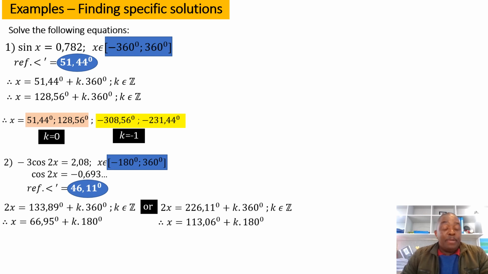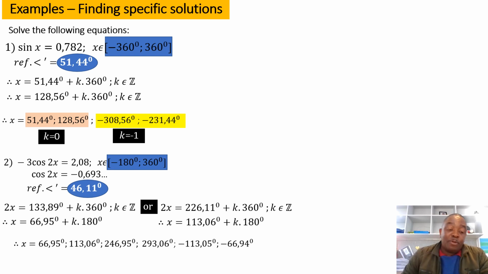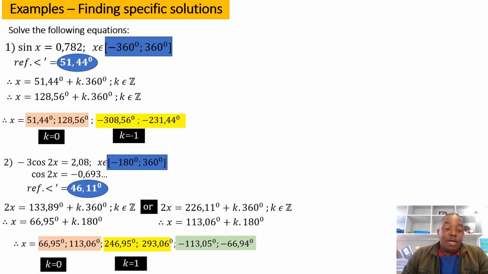Now we can find the specific solutions by playing around with the value of k equal to 0, k equal to 1, k equal to negative 1, and these are the solutions that come out of that. Those two are coming from k equal to 0, those two are coming from k equal to 1, and those two are coming from k equal to negative 1. Any other values of k would give us values that are beyond the interval that was given, negative 180 to 360. Okay, pretty easy, straightforward. Just know how to solve your equations and you'll be fine.